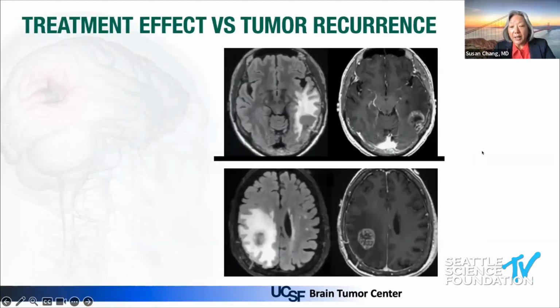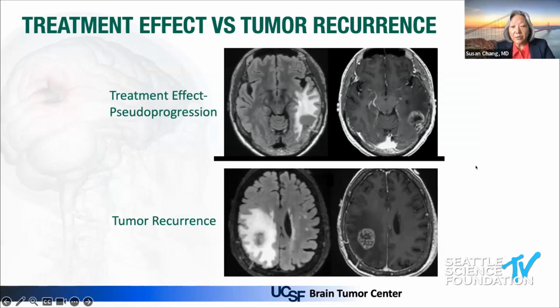Probably the biggest challenge we all face in patient management is what do we see after treatment? These are 2 examples of patients who've had surgery, radiation, chemotherapy, and developed this enhancing mass. It's really difficult on standard MRI to differentiate what is true progression of disease as opposed to pseudoprogression. Just because you see a contrast enhancing mass, that can be very challenging.